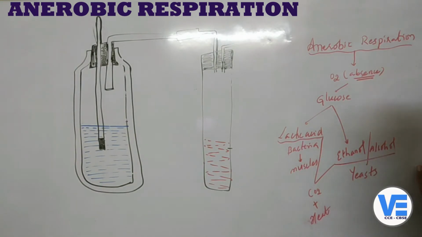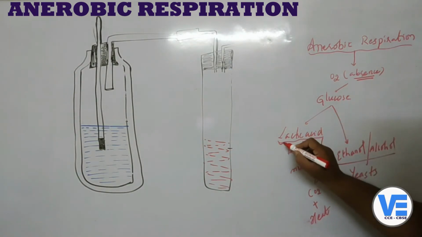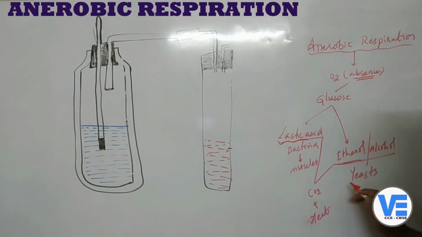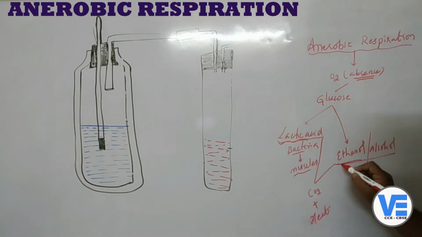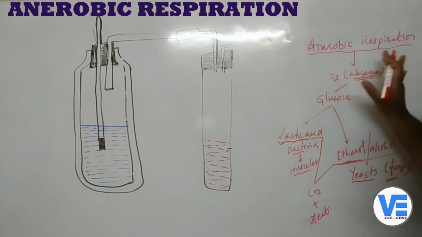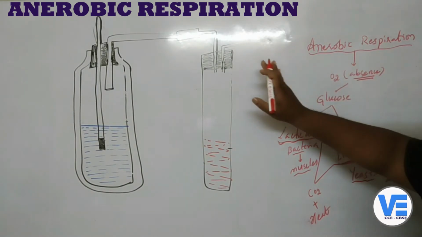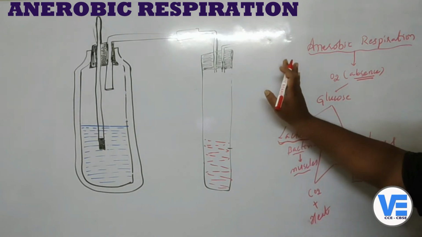So what is anaerobic respiration? The respiration which takes place in the absence of oxygen and converts the glucose into lactic acid or ethanol is called anaerobic respiration. These examples take place in the bacteria and muscles, and also in the yeast cells. Yeasts are nothing but fungi. They belong to the kingdom called fungi. So this is the basic concept around which we are going to start the class now.